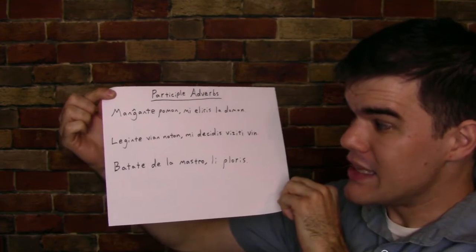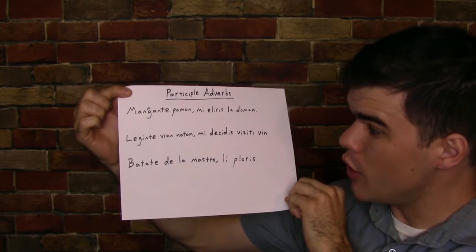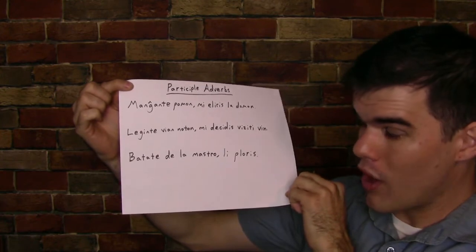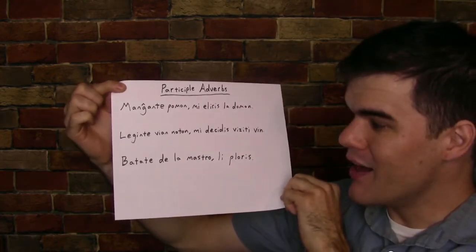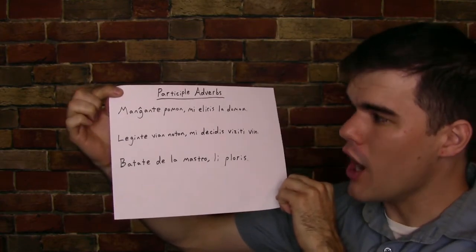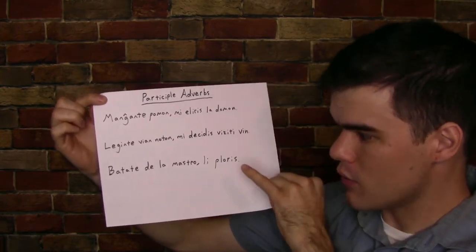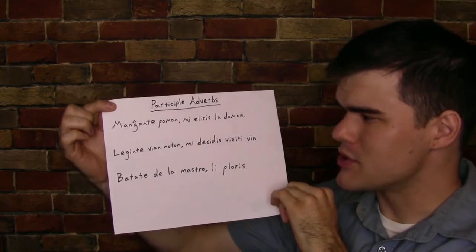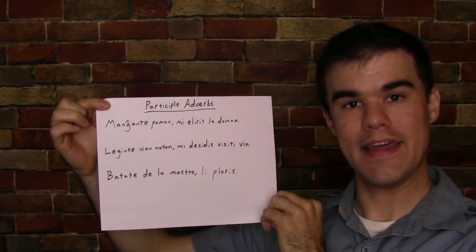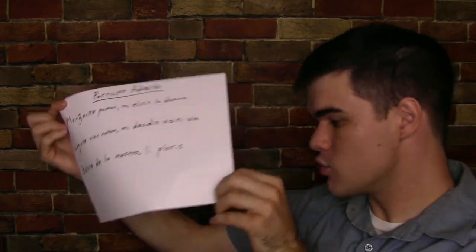So you could simply say, leginte vian noton mi decidis visiti vin. Having read your note, I decided to visit you. Batate de la mastro li ploris. While being beaten, while receiving beatings, from the master, he cried. Okay, so you see that adverbial form is usually part of a descriptive clause, and then whatever comes right after that clause, mi or li, that is what's being described. So it's not like the house is eating an apple. You see, mangiante pomon mi eliris la domon. Okay, so that is how you use a participle adverb as well.